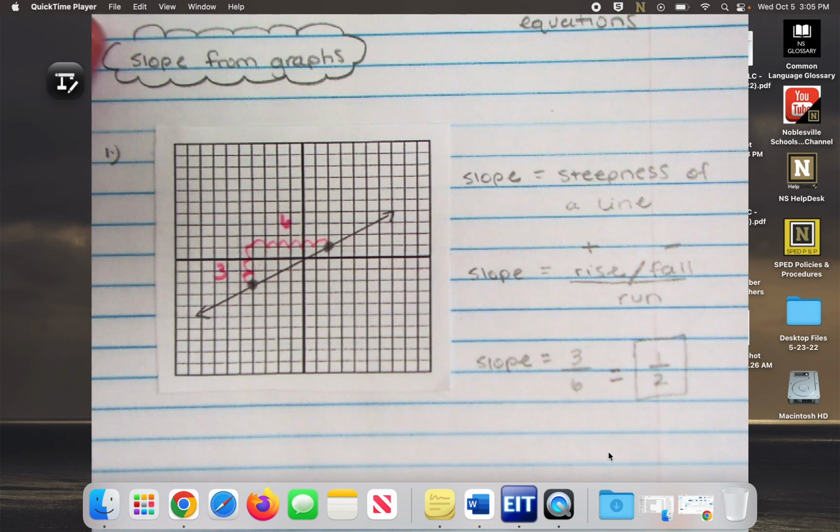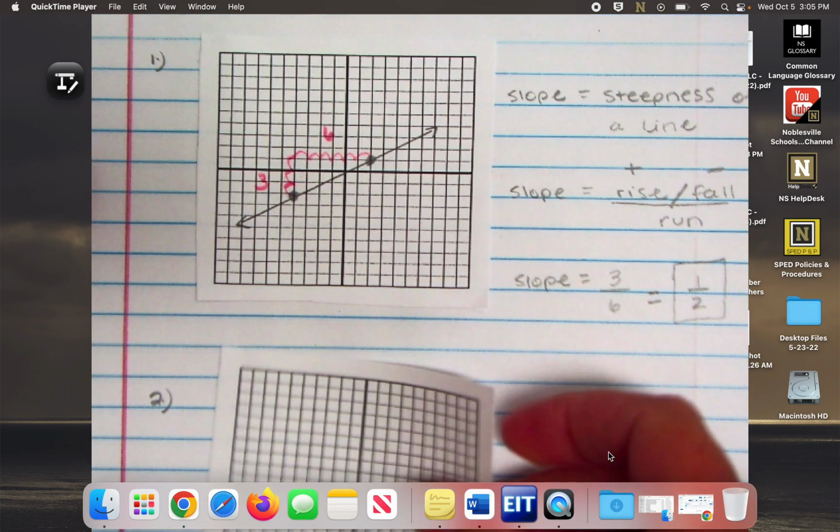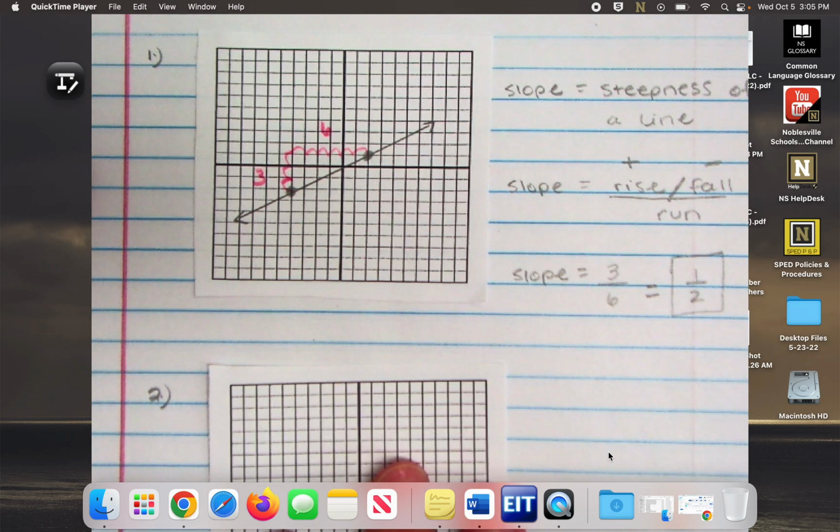Well, it's flat. Okay, let's go ahead and do our second example. So glue in this next graph here.